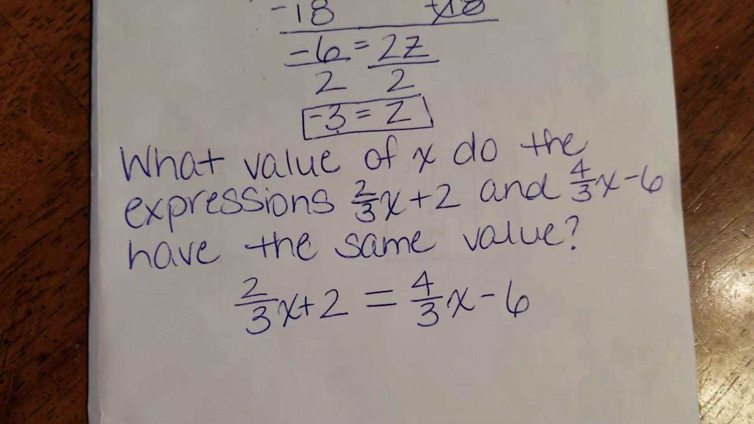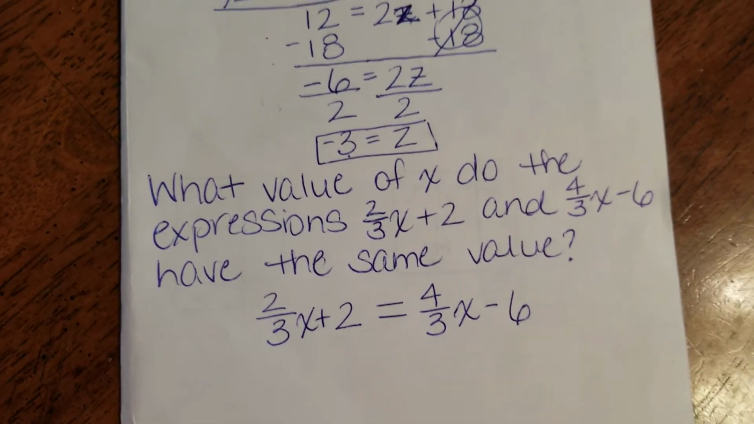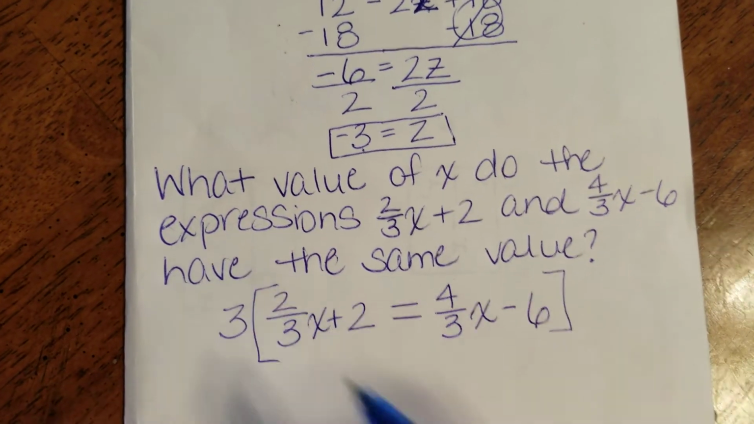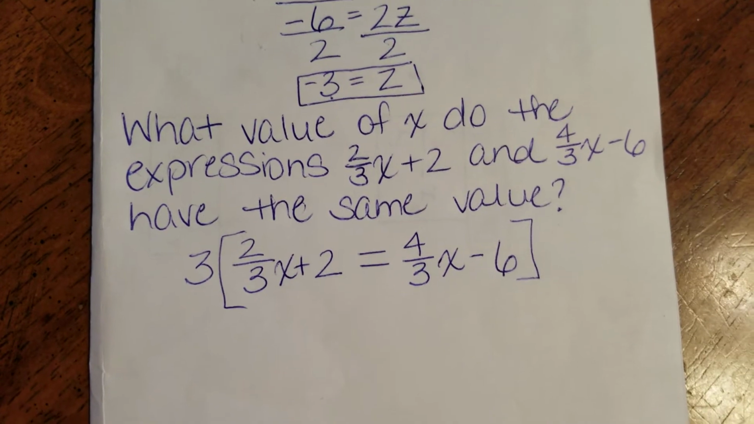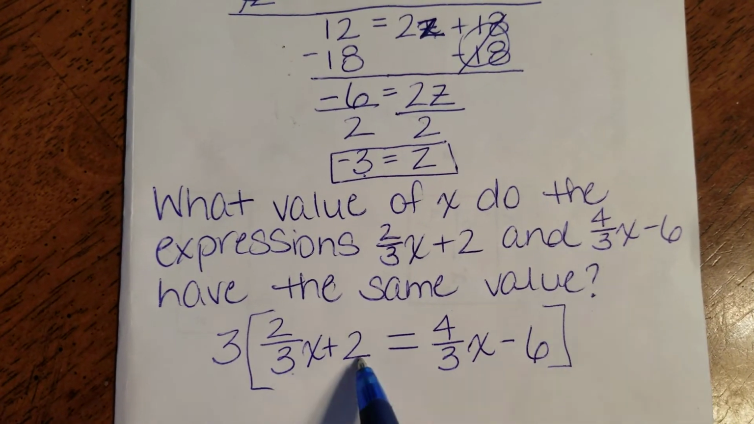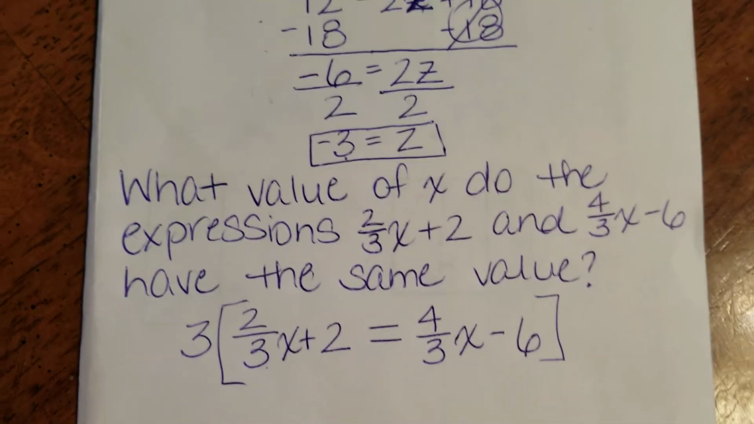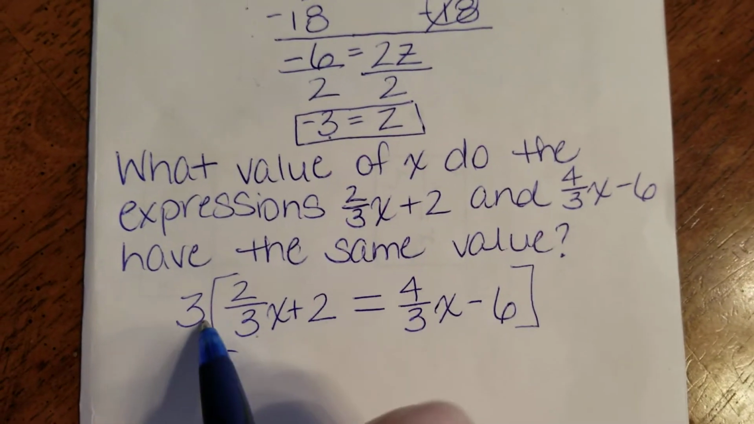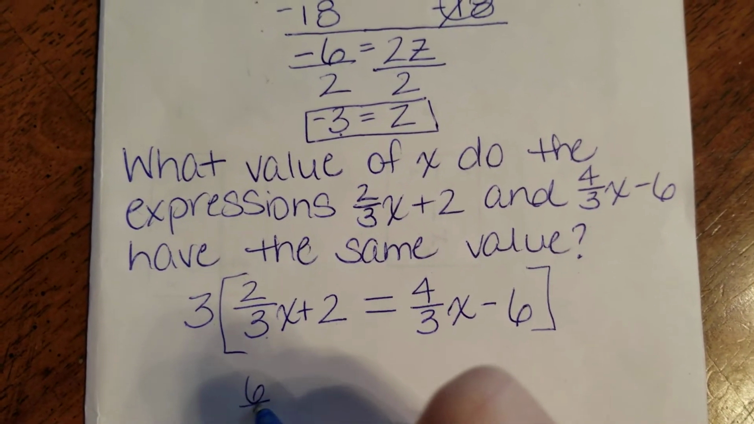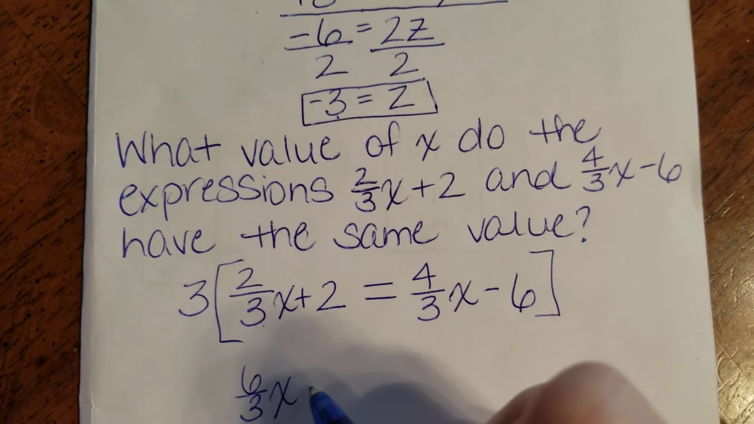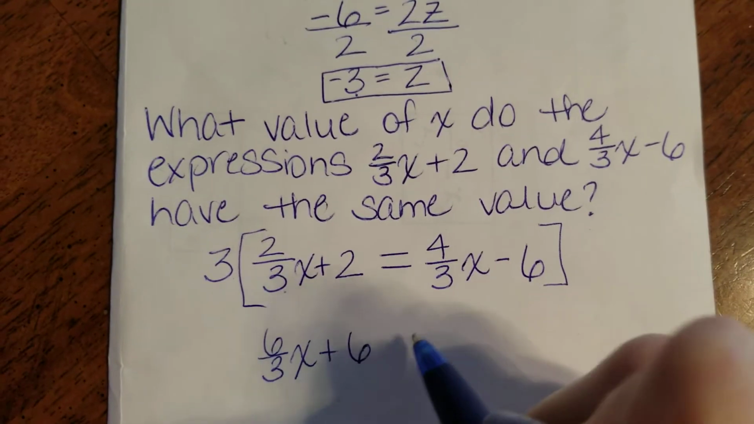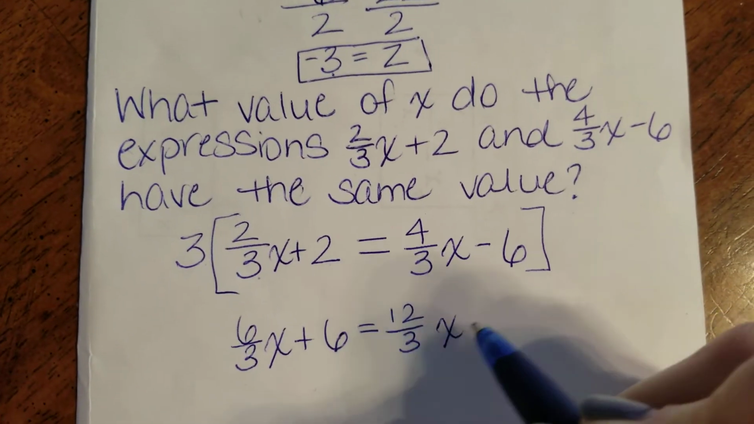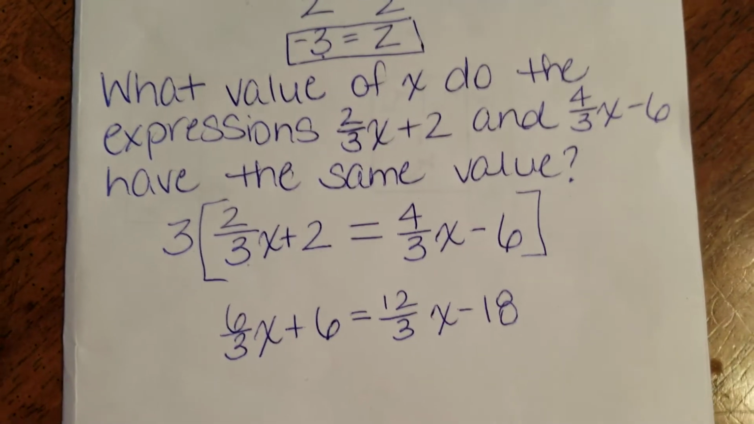Now, what are we going to multiply by? We're going to multiply by 3 because we want to make everything bigger. And because all of these are separated by addition and subtraction, we're going to multiply all of those terms by 3. So this is going to give us 6/3 of x plus 6 equals 12/3 of x minus 18.